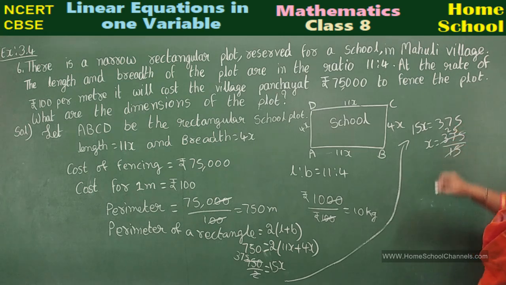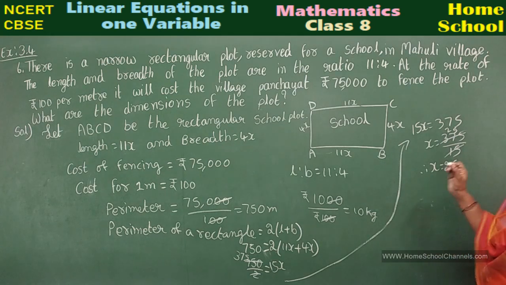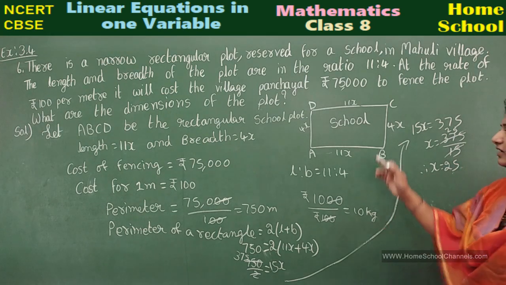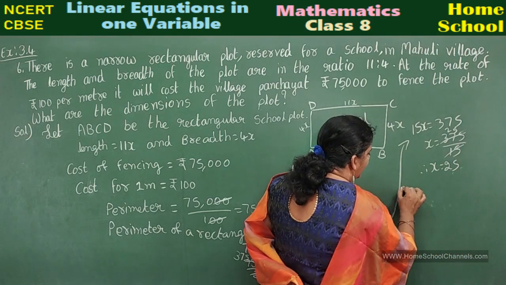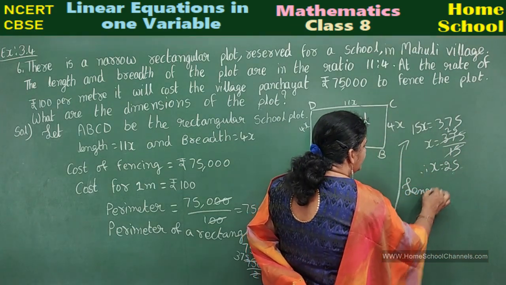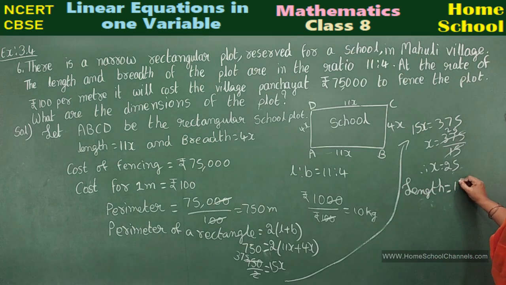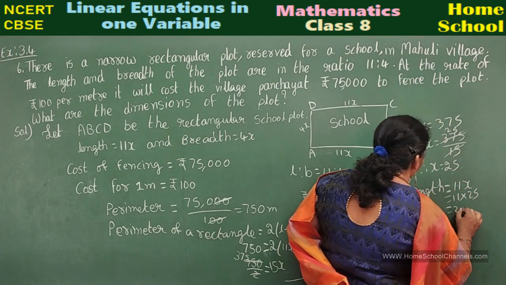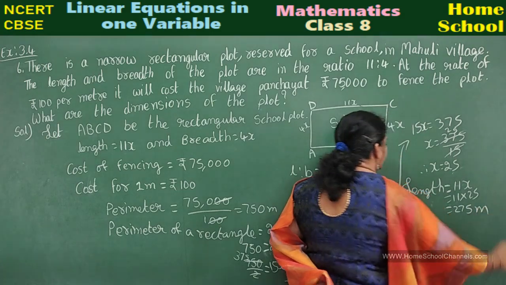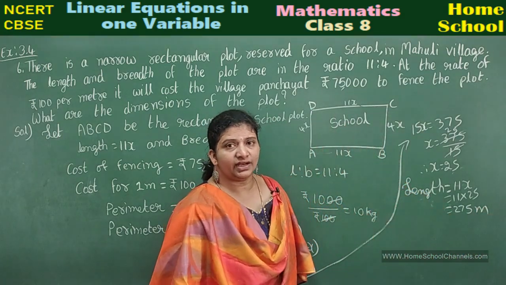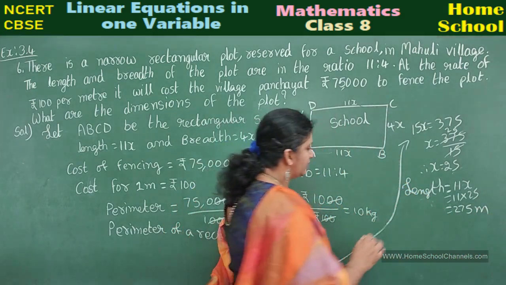15 5s are 75. Therefore, x is equal to 25. So, I got x is equal to 25. Next, we need to find the dimensions. Length is equal to, what is length? 11x. 11 into 25, that is 275 meters. Length of the rectangle is 275 meters.